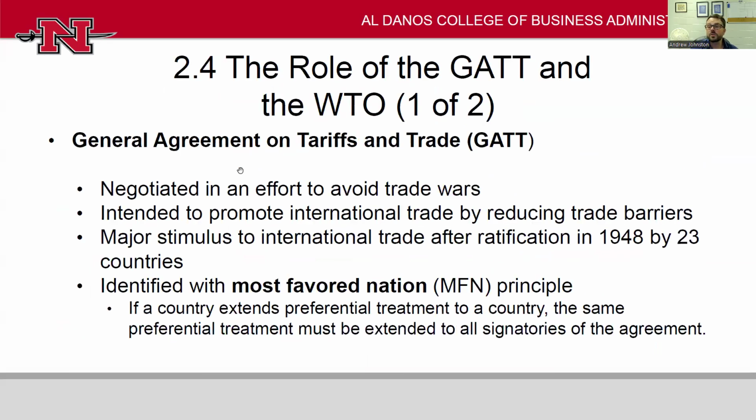A couple really important trade organizations that you will hear if you watch the business press or listen to the news. First, you had GATT, the General Agreement on Tariffs and Trade, and then the WTO. And of course, they exist because essentially free trade only works if everyone's playing by the same rules.